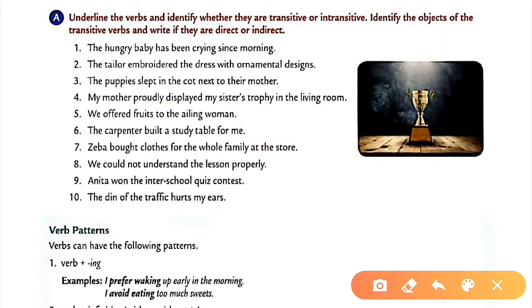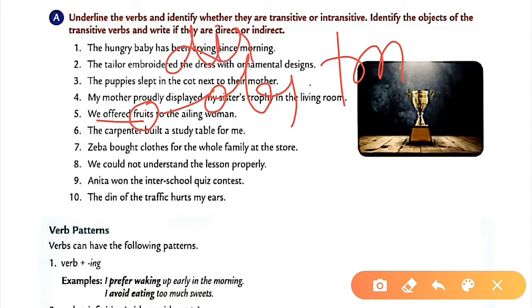Question number 5. We offered fruit to the lying woman. So offered is your verb, and what was offered? Fruit. Fruit is your object, and that's why it is a transitive verb. And which type of object is it? It is your direct object. Okay, direct object. And is there any more? Yes, woman is there. Woman is your indirect object.